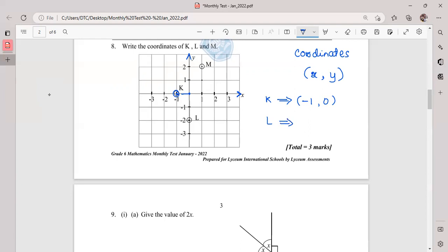Then point L, this one. What is the x value? It is 0. The x value is 0. What is the y value? It is -2. Right? Then point M, let's see what happened. You can see here the x value is 1. And what is the y value? It is 2.